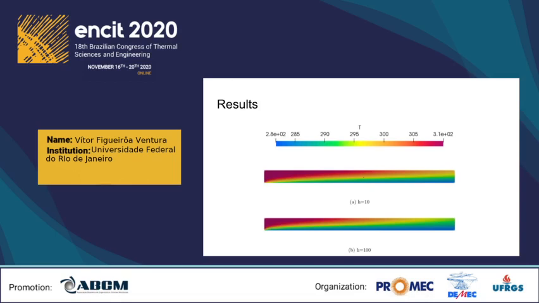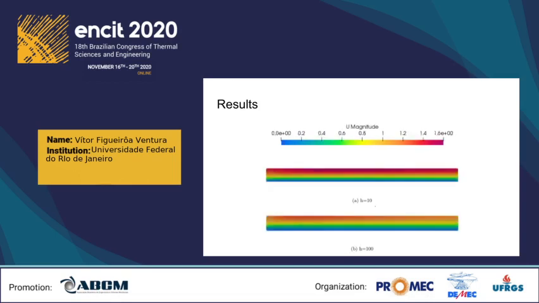Here is the temperature field for two different heat transfer coefficients. We can see that for a higher heat transfer coefficient, the fluid gets colder faster. It makes sense because this heat transfer coefficient is for the external fluid. Here are the velocity fields for the two heat transfer coefficients. You can see that for a higher heat transfer coefficient, the fluid got a little slower.